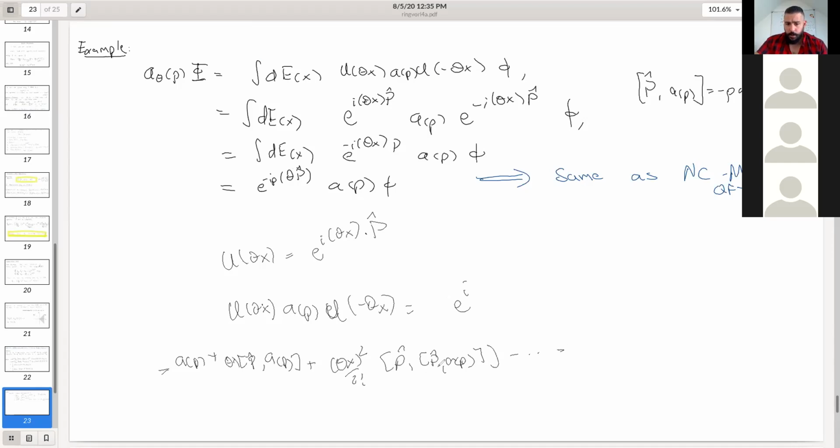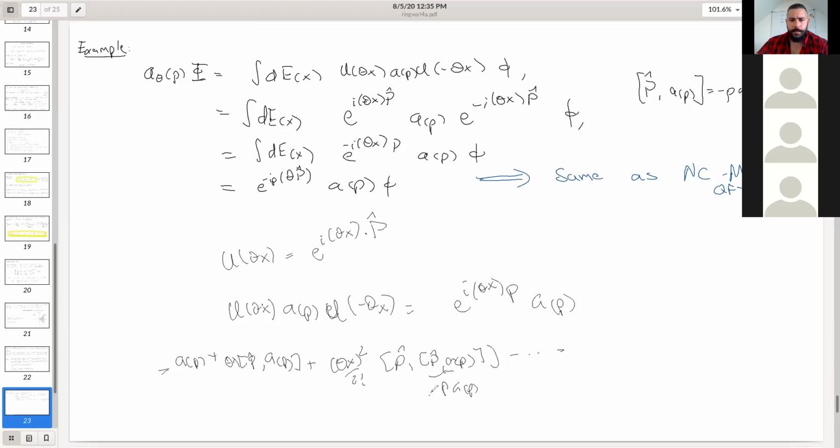And since the commutator of P with a(p) is p a(p), so just the momentum of this particle, and the commutator of P with p a(p) gives you p squared a(p), and then you notice, oh, this is nothing else than the exponential e^{i theta x p} a(p), which is exactly what happens here.